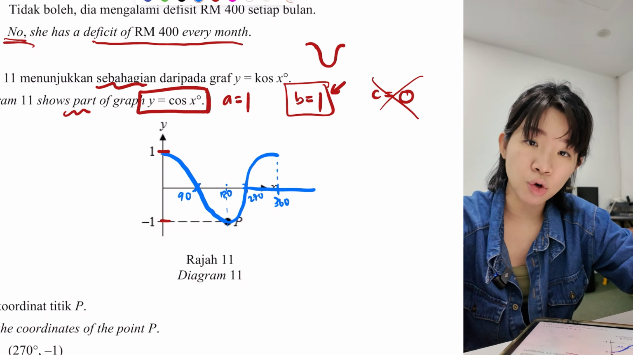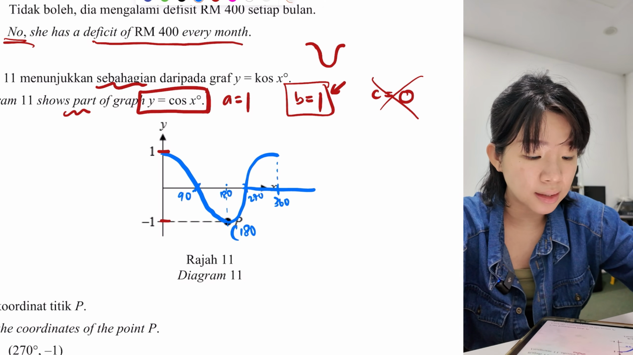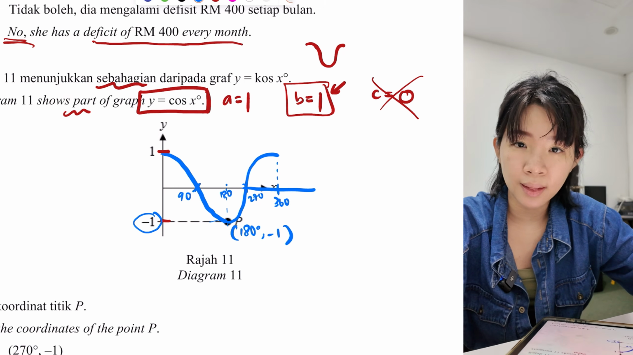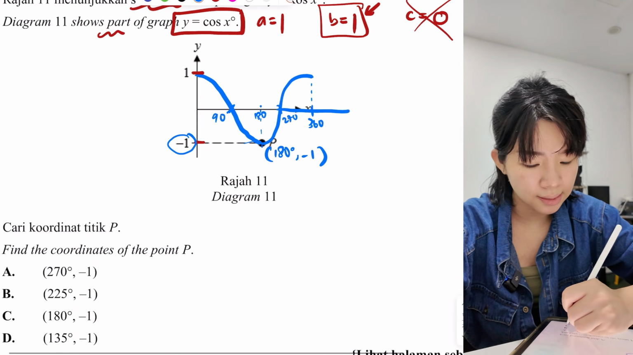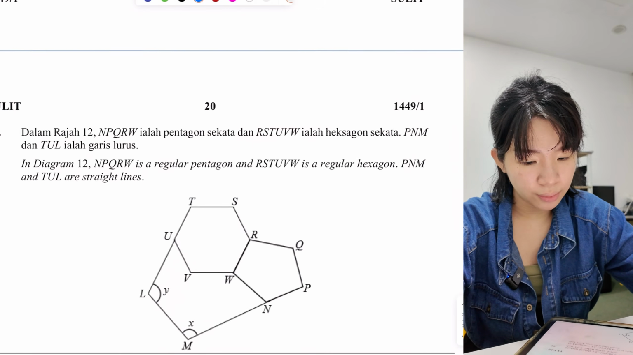So now they ask what is the coordinate of P. The X coordinate is 180. The Y coordinate is -1. Alright, so we get the answer C. Okay, let's go to question 28.